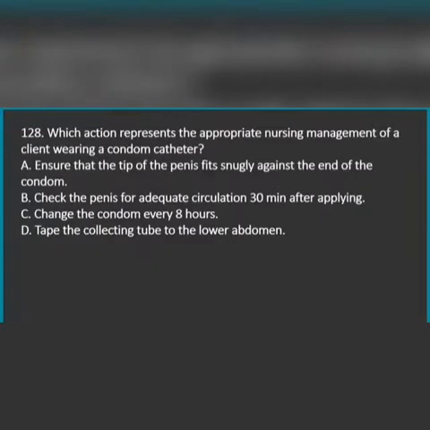Question 128. Which action represents the appropriate nursing management of a client wearing a condom catheter? A. Ensure that the tip of the penis fits snugly against the end of the condom. B. Check the penis for adequate circulation 30 minutes after applying. C. Change the condom every 8 hours. D. Tape the collecting tube to the lower abdomen.